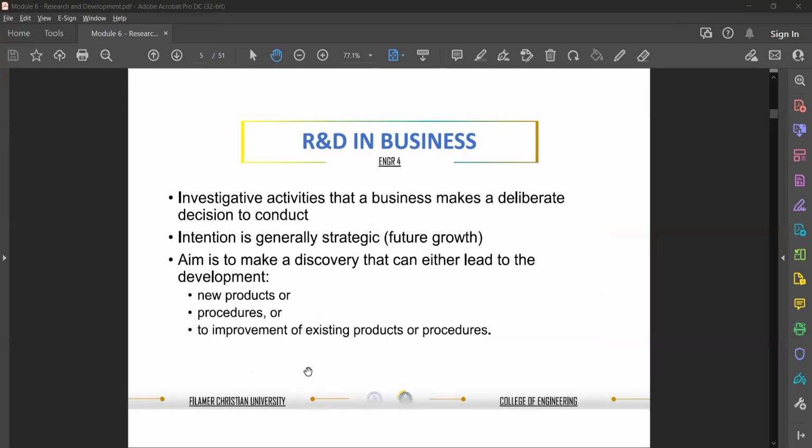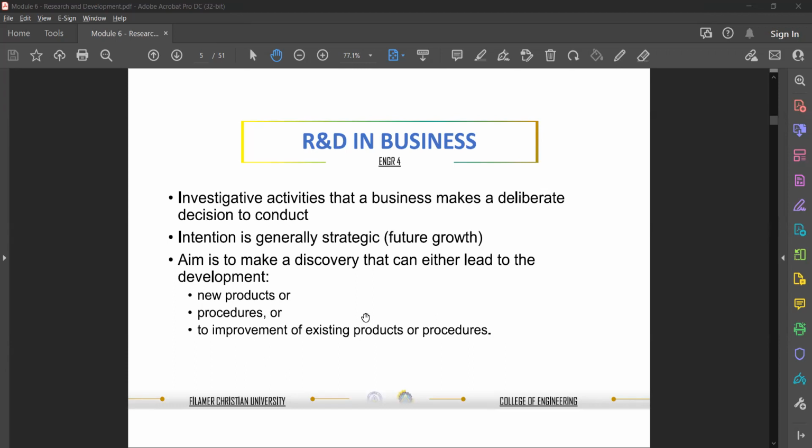So these are investigative activities that a business makes a deliberate decision to conduct. Of course, the intention is generally strategic, so they focus primarily on the future growth of the business. And of course, it aims to make a discovery that can lead to new development. So it might be new products, procedures, or just an improvement of existing products or procedures.